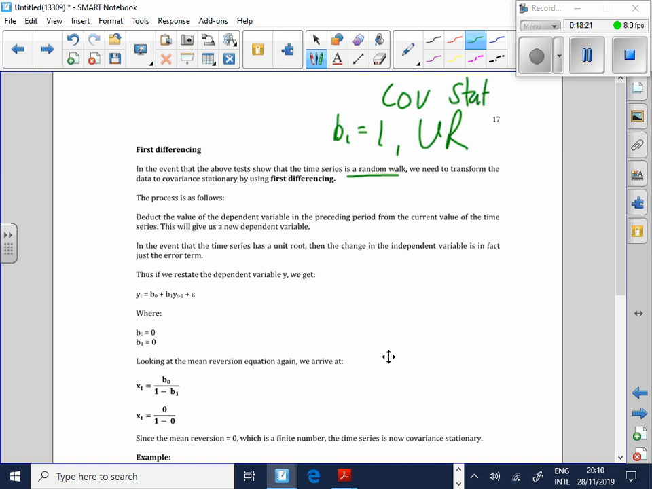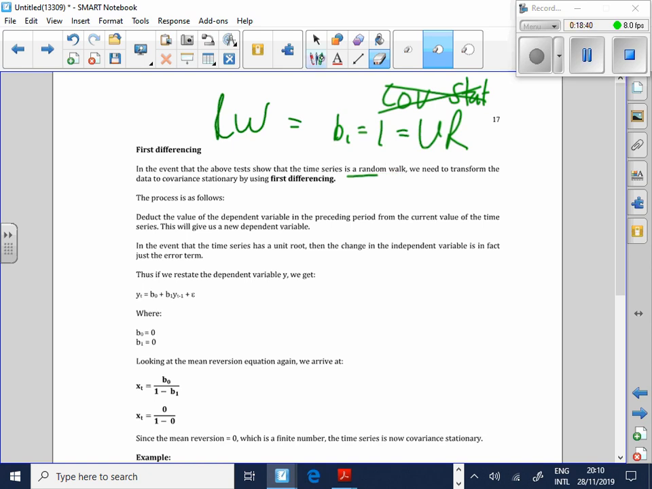No, it's not covariance stationary. I'm just trying to see if everyone's still awake after 8 o'clock. And it's not covariance stationary. You happy how all those terms work together? Random walk equals B1 is equal to 1 equals unit root equals not covariance stationary, and I've got a problem, don't I?